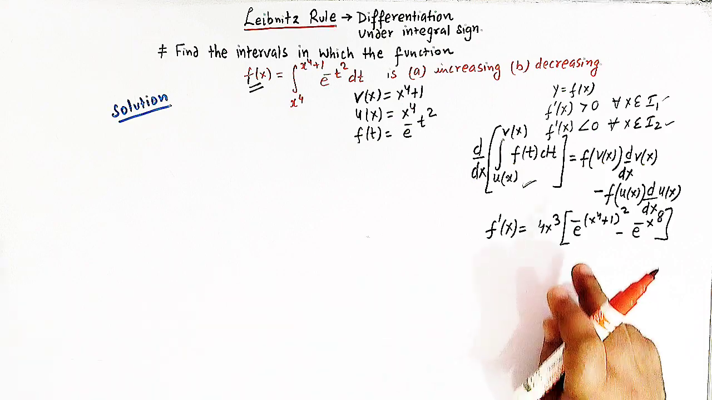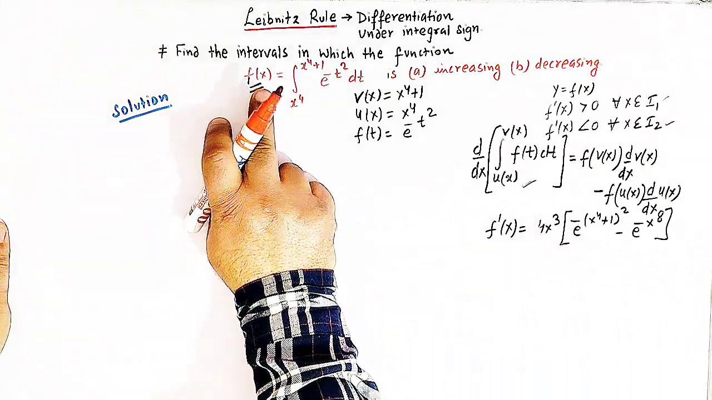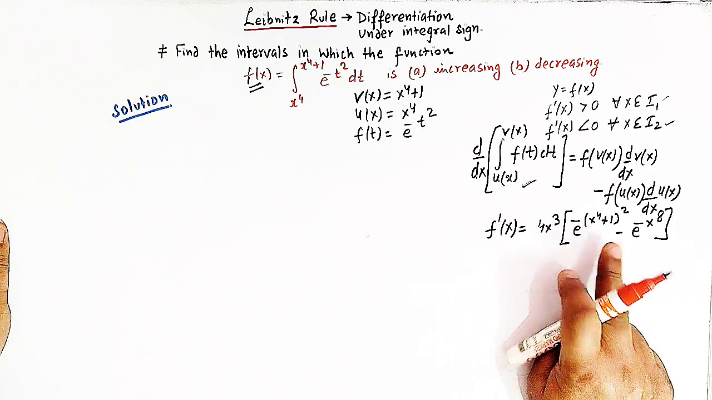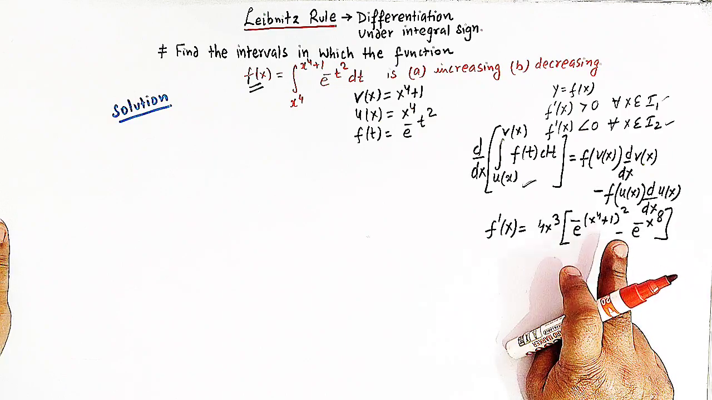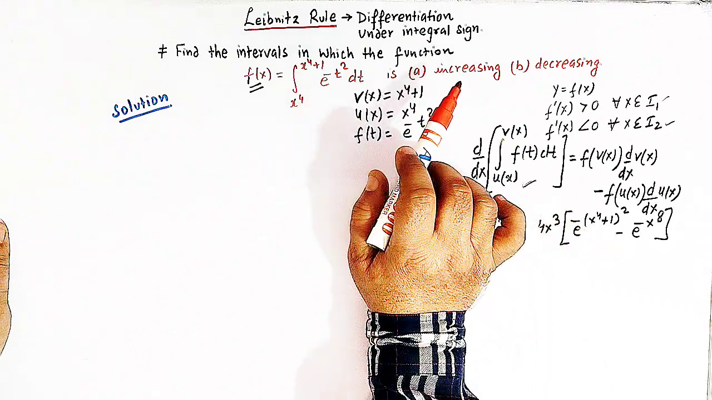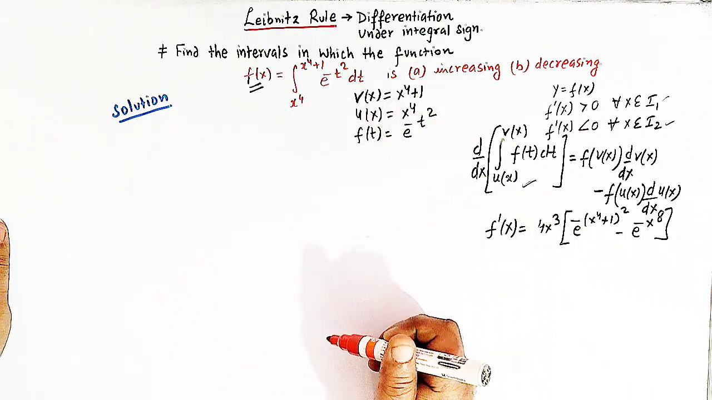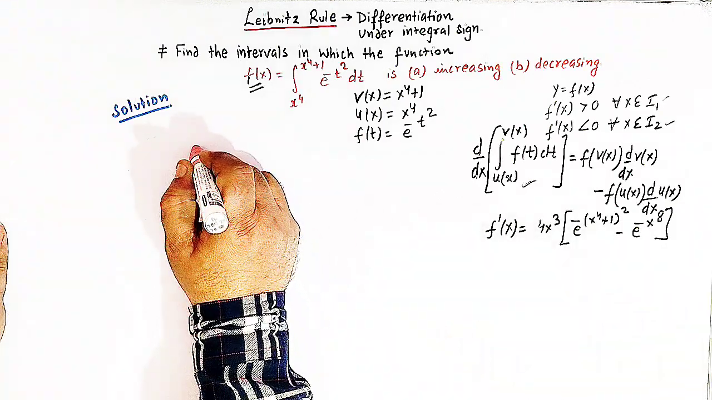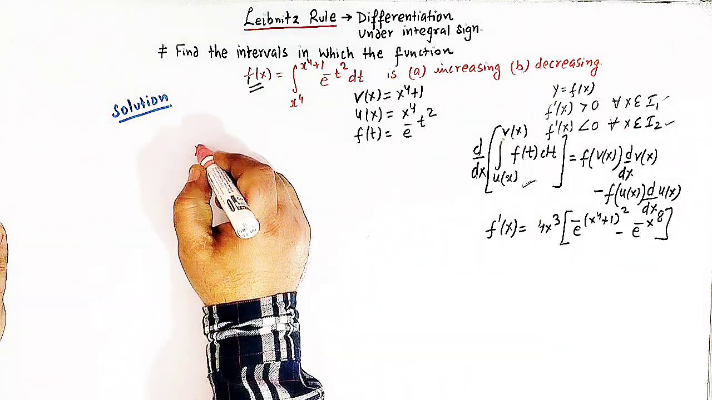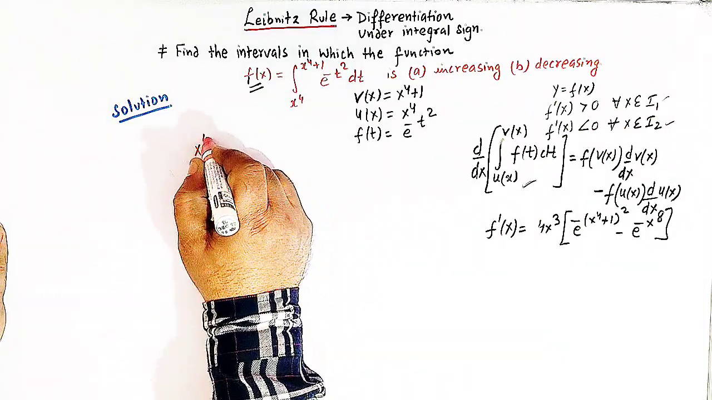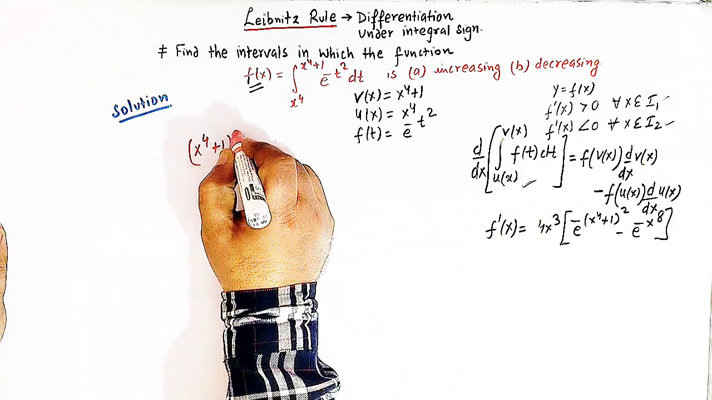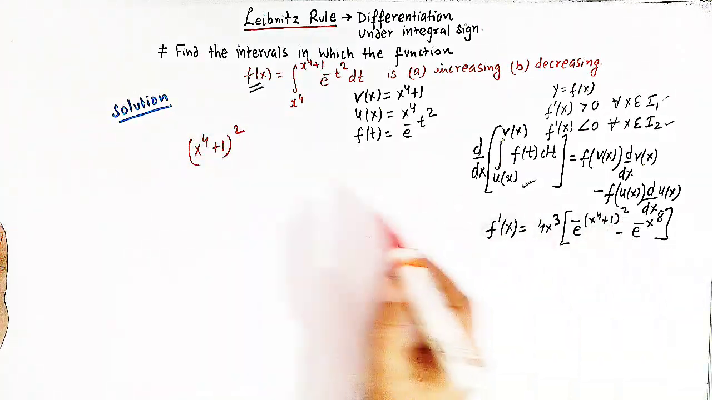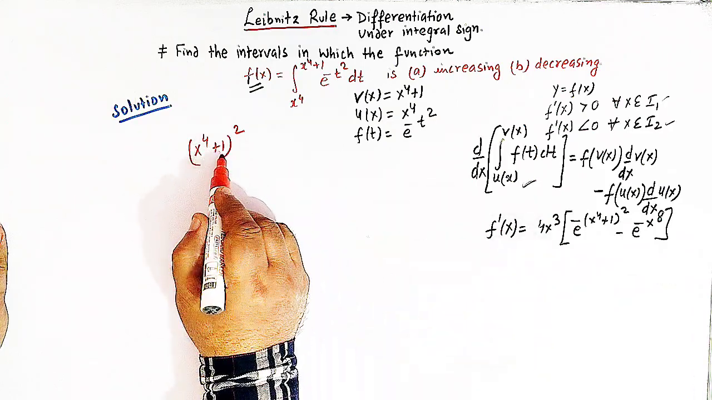So viewers, we have obtained the derivative of this function f of x like this, and now we'll do some algebra to arrive at the desired interval in which the function is increasing or decreasing, right? So let us first consider this expression, that is x raised to 4 plus 1 whole square, right? So here we have x raised to 4 plus 1 whole square. So let us begin with this expression.